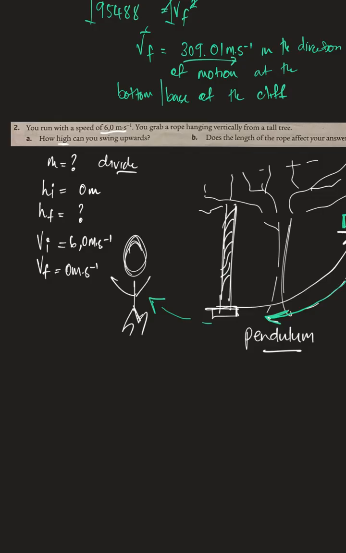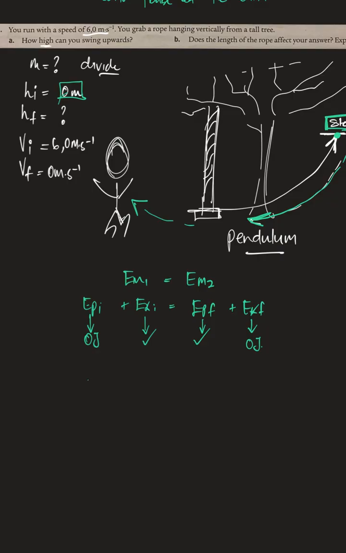All right, so let's have a look at how we're going to set this up. First, I'm going to say EM1 is equal to EM2. And I know that EP initial plus EK initial is going to give me EP final plus EK final, right? In terms of the initial, the height is 0, so this EP value is going to be 0 joules. But I know I have a velocity, so I must have EK initial. I know that I'm going to reach a height, so I need to have EP final. But at the top, my motion is going to be 0, so my EK final has to be 0 joules. All right, so I'm going to say 0 plus half m v squared initial is equal to mgh final plus 0.